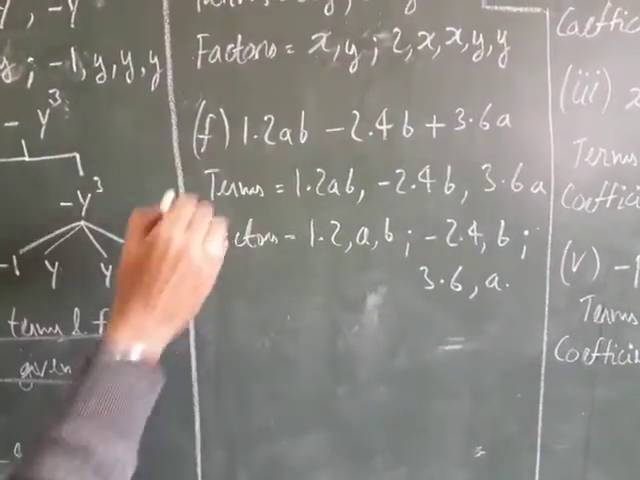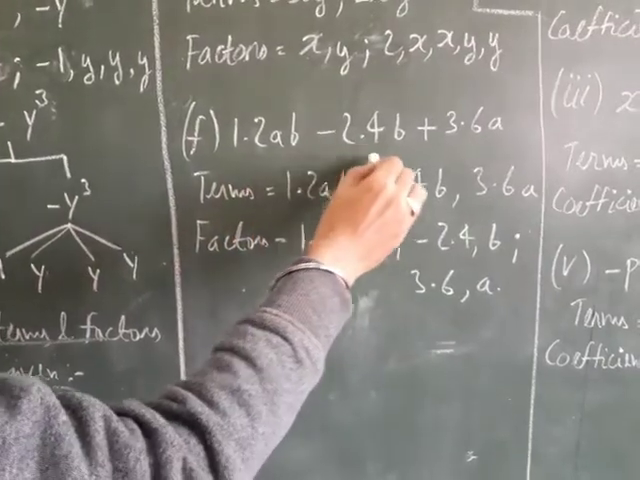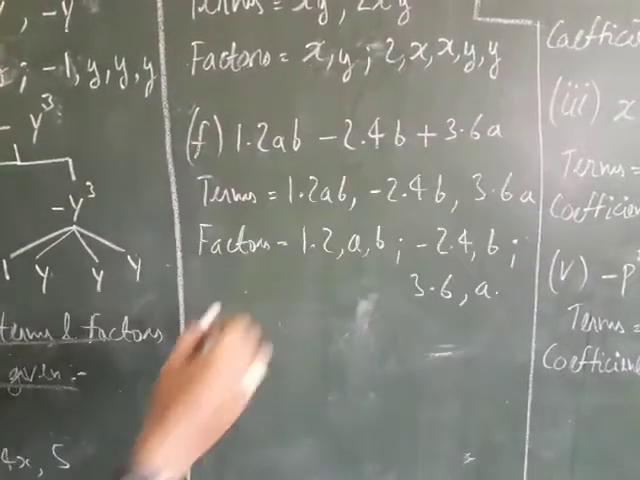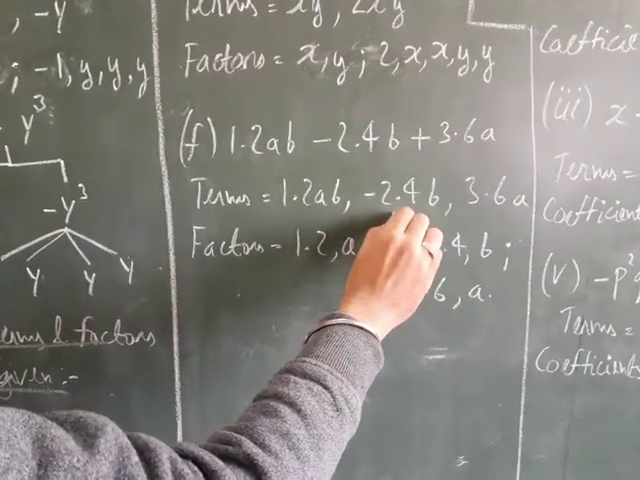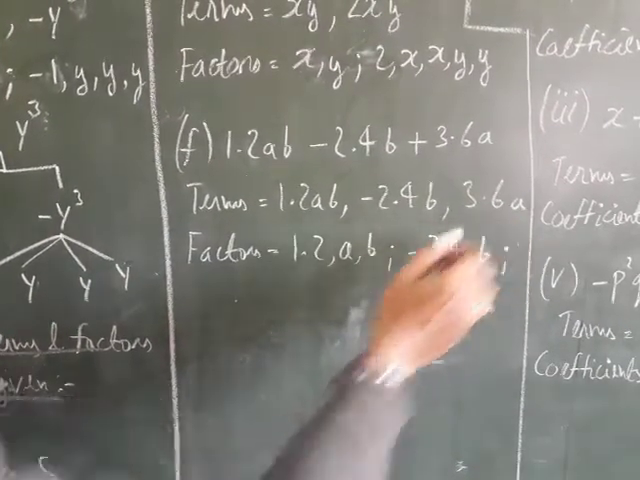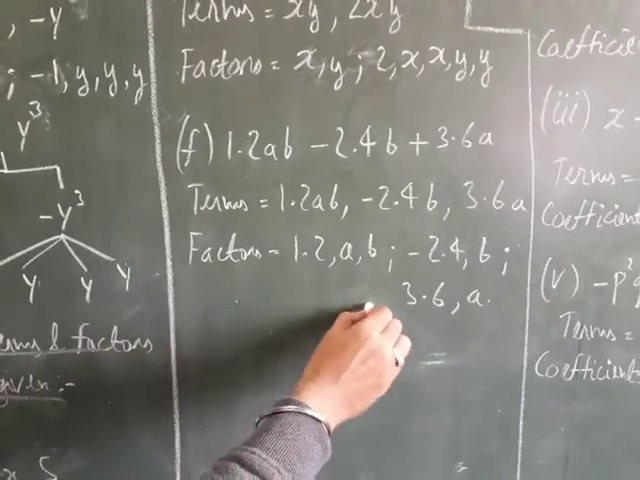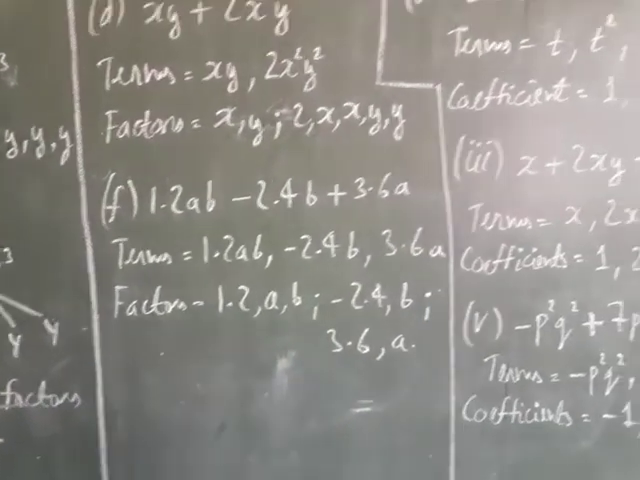Then I am telling you f part, 1.2ab minus 2.4b plus 3.6a. Terms are 3: 1.2ab, then second is minus 2.4b, and 3.6a. Like this you will see the factors. Remaining parts of this question you have to try yourself.